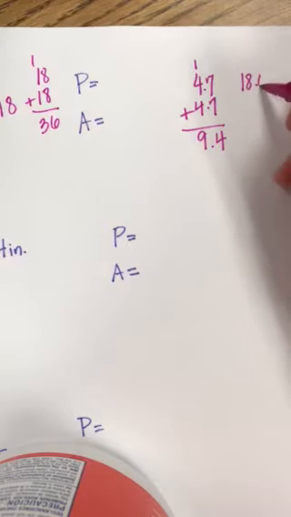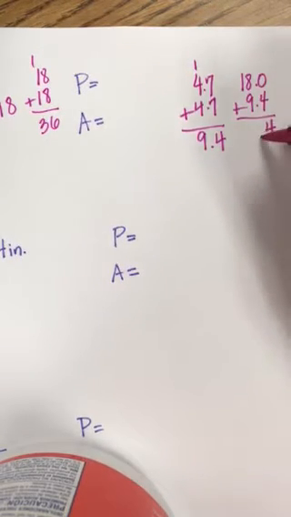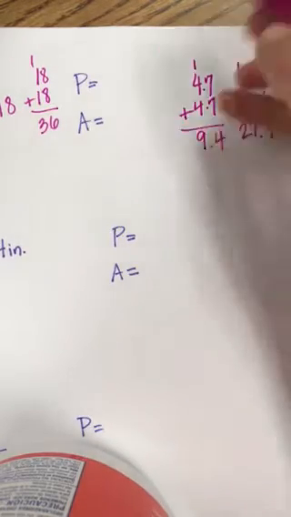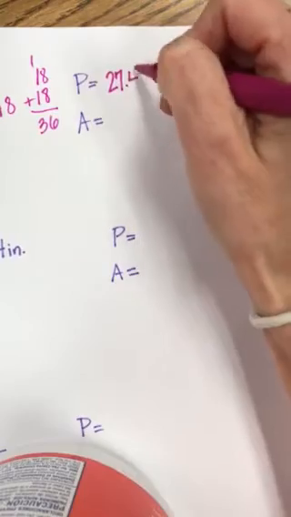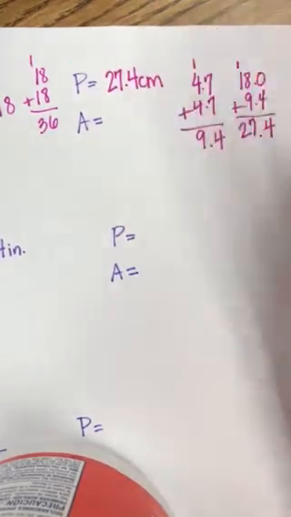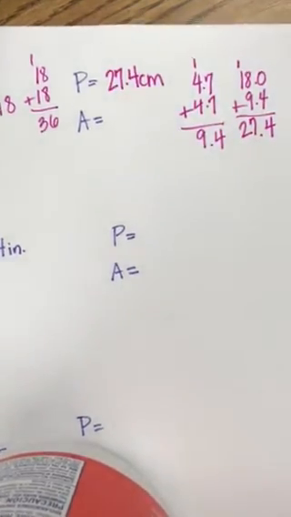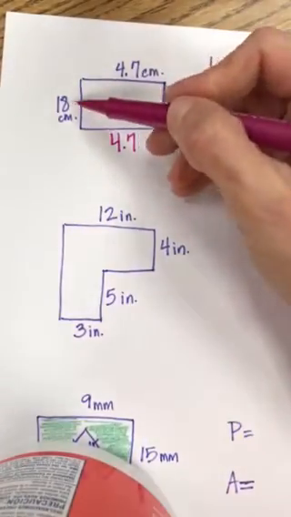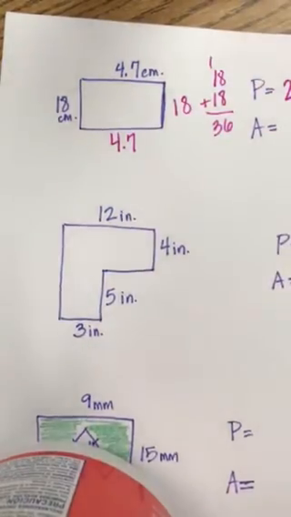So I have 18.0 plus 9.4. Don't forget to be sure and line up your decimal. So 27.4 is my perimeter, and I have to label, so centimeters is my label there. For area, it's length times width, so it's going to be 18 times 4.7.